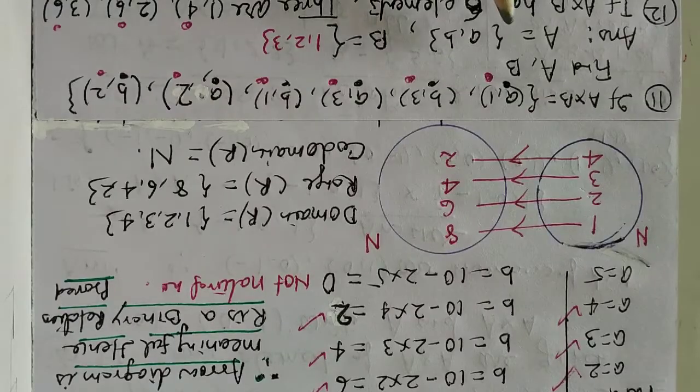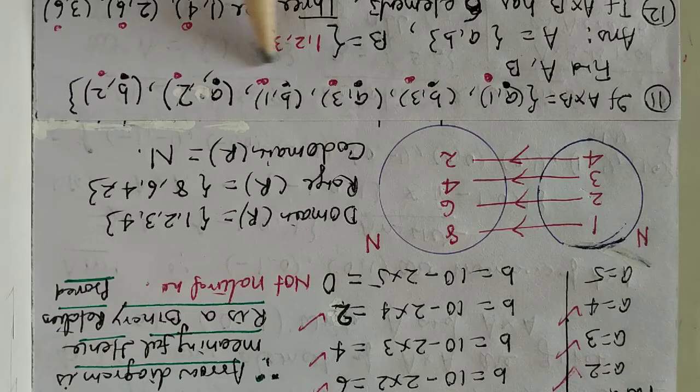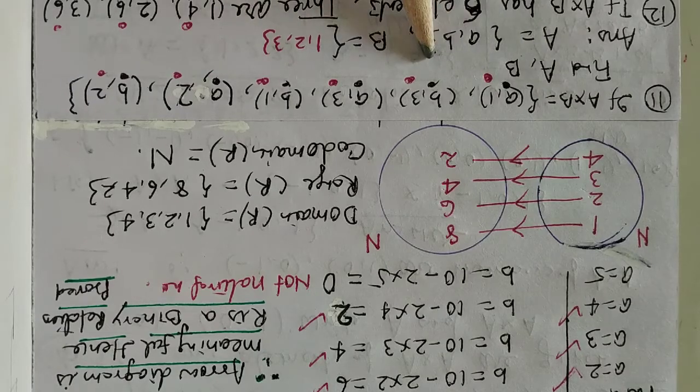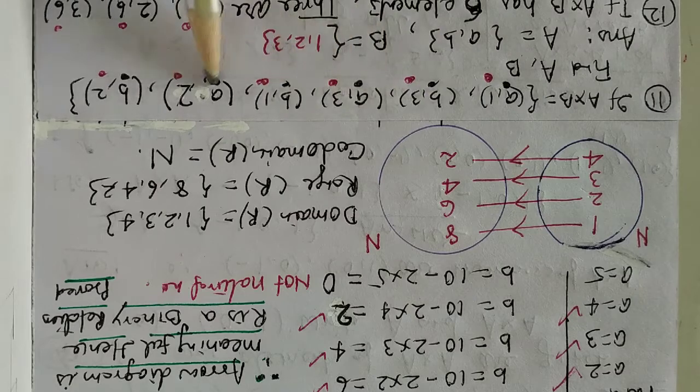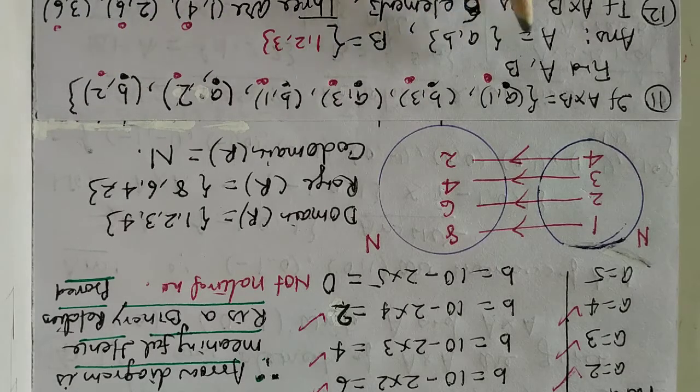Now question 11. If A cross B is equal to this, find A and B. Note that the first elements of each pair belong to A, so A is equal to the first members. And the second members 1, 3, 3, 1, 2, 2, so 1, 2, 3 are belonging to the second set B.